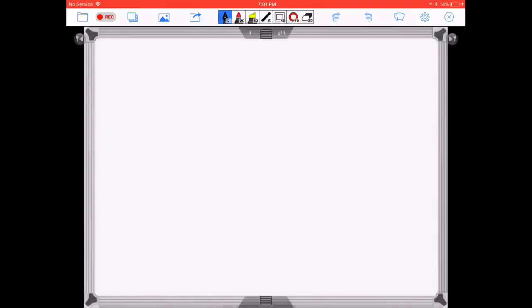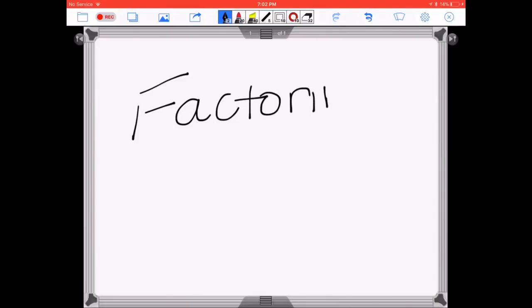What I really want to do right now is talk to you a little bit about where we're headed over the next couple of weeks. And that is to begin talking about something called factoring. I'm going to write that out real quick. Factoring. And for our purposes, factoring is really going to serve as undistributing.